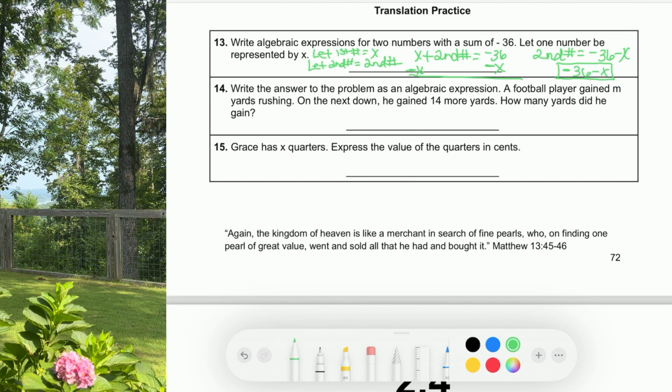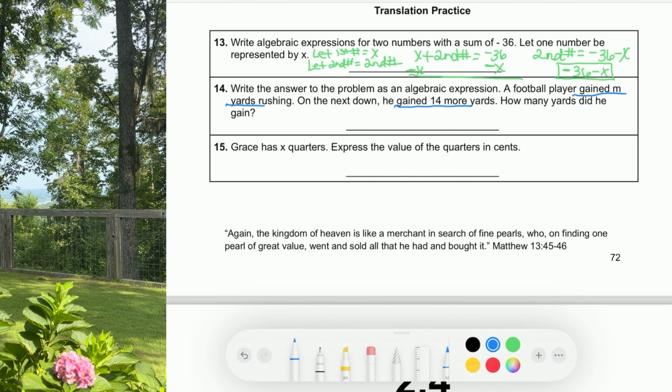All right, number 14. It says, write the answer to the problem as an algebraic expression. A football player gained m yards rushing. So he gained m yards, okay? Gained means added. He got a positive number. On the next down, he gained 14 more yards. So he gained another 14 yards. How many yards did he gain?